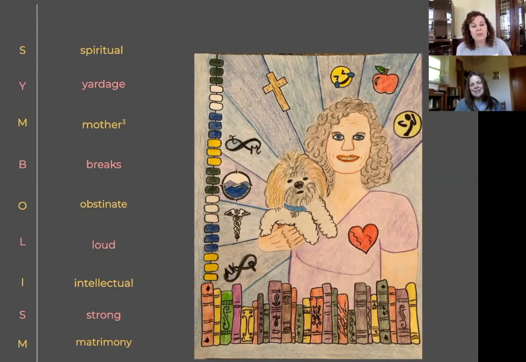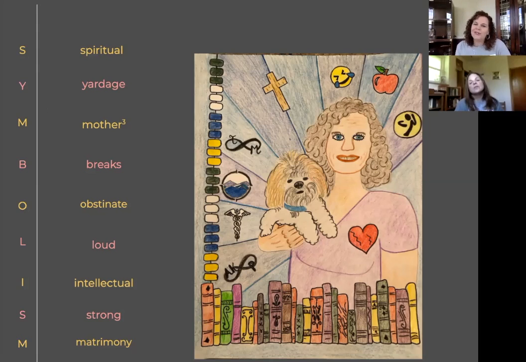For B, I chose breaks, and that is represented in the portrait by the 2 breaks in my heart. And that represents the death of my mother and the death of an unborn child in my life. I did choose the word breaks rather than broken because despite these hard times in my life, I still try to choose joy and not let that stop me from finding that joy.